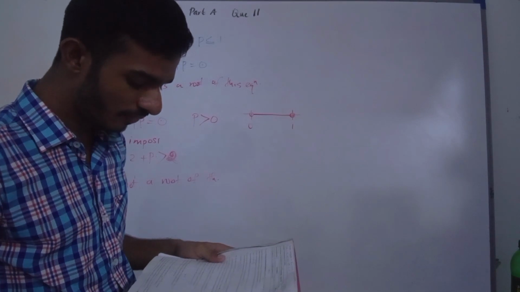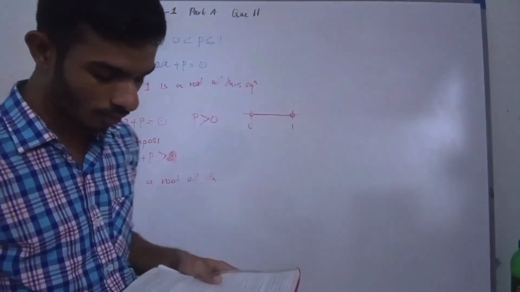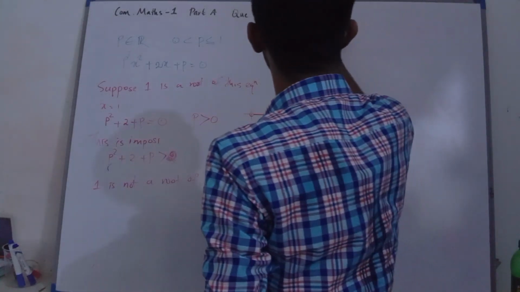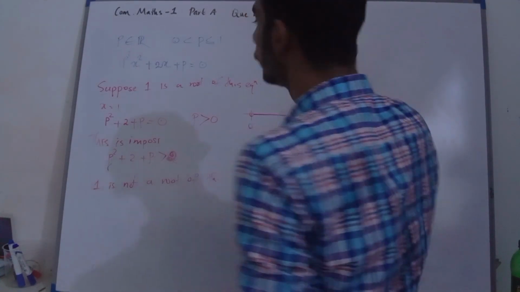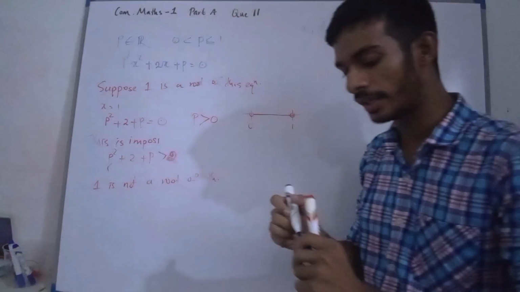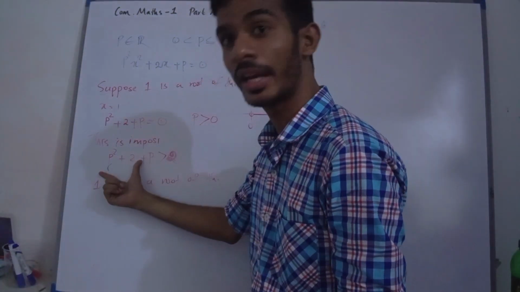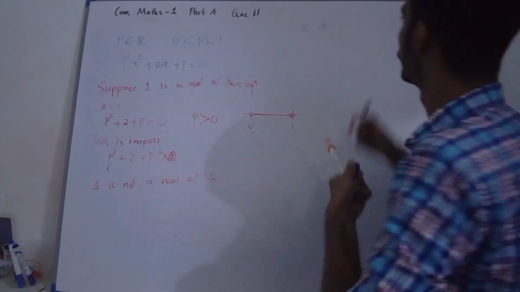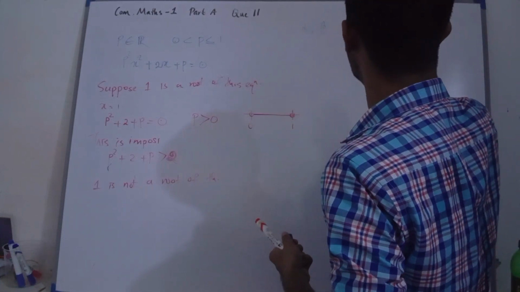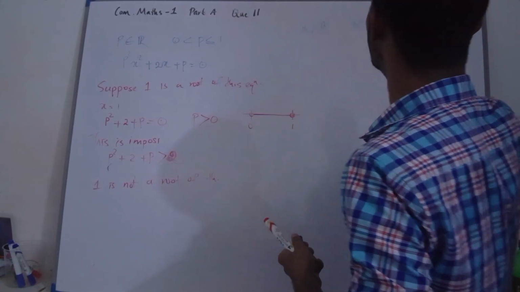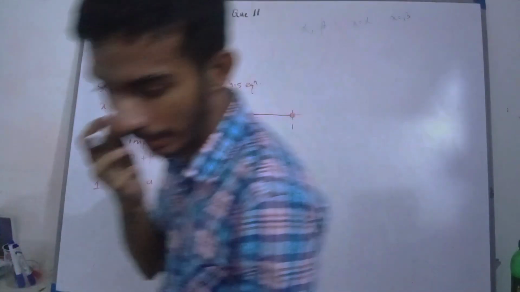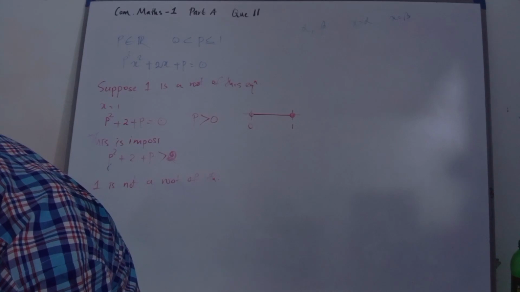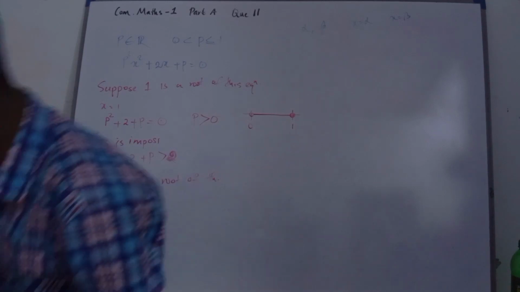Show that alpha and beta are both real. So what they are telling is that alpha, beta are the roots of this equation. We have already found out that one cannot be the root of this equation. So x can be x is equal to alpha or x is equal to beta. And we have to show that alpha and beta are both real.